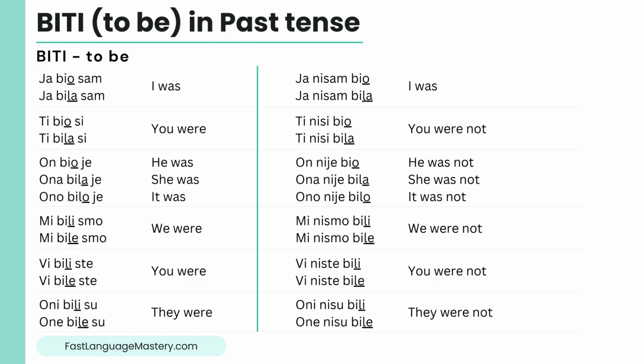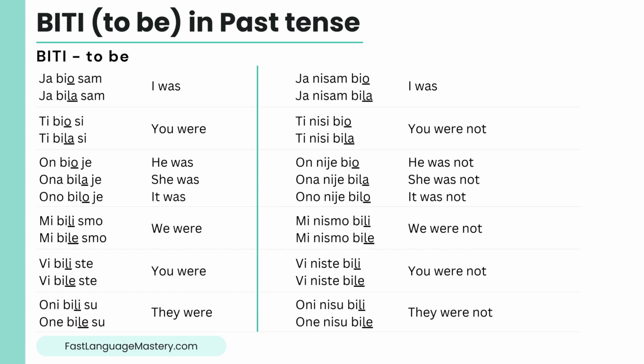Basically, it's literally like that. Yeah, ja sam bio or ja bio sam. Important note: we can say ja sam bio or ja bio sam. It is the same. It depends how you want to emphasize this. Ja sam bio, I was. Ja bila sam, I was, or ja sam bila.